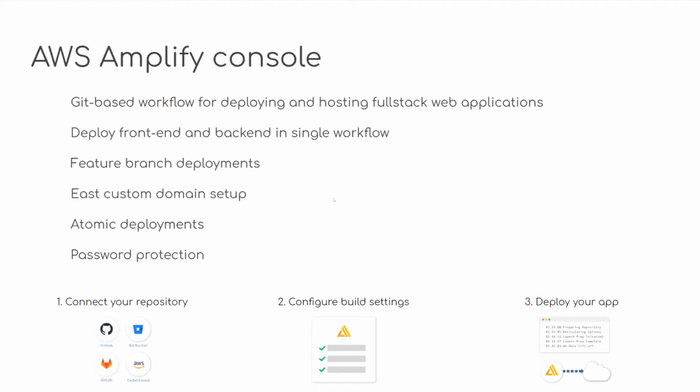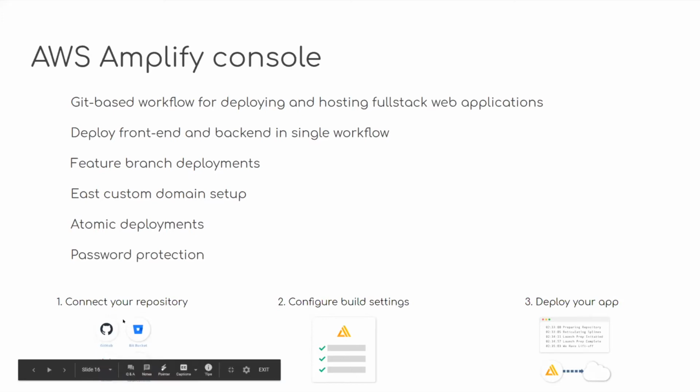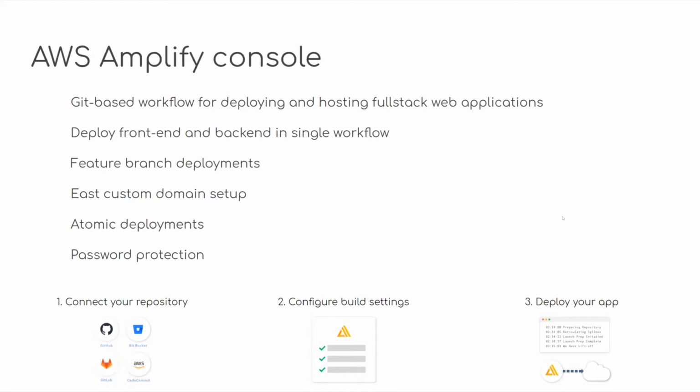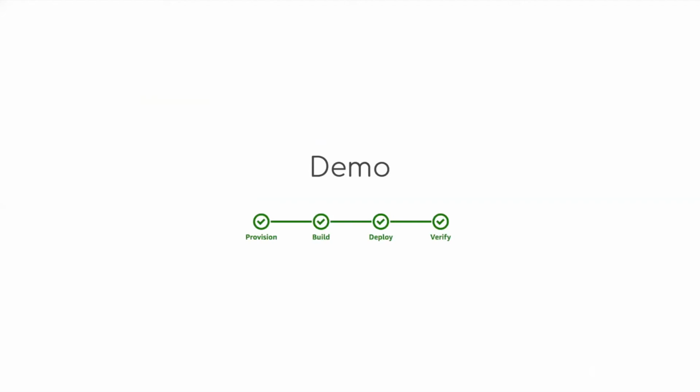So as you can see, with the Amplify Console, you can simply connect a repository, which could be GitHub, Bitbucket, GitLab, or even AWS CodeCommit. You connect to a code repository, configure your build settings, and you're done. So you can deploy your applications easily. Moving on to the quick demo, I think we can see the things we discussed in action.